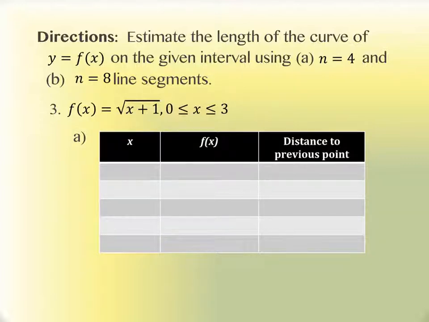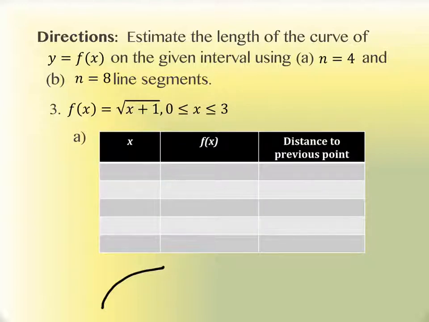So what are we doing? Well, we've got this function, f of x equals the square root of x plus 1. And if we were to graph it, and I'm not going to graph it at the moment, but you can if you would like, it looks something like this. I didn't put any axes there, but it's got this general shape. So if I want to estimate the length of it, obviously I can't do that with a ruler because it's curved, right? So what do I do?